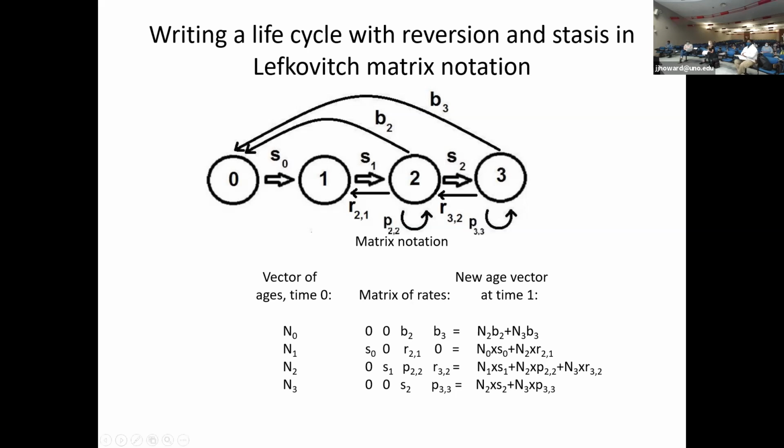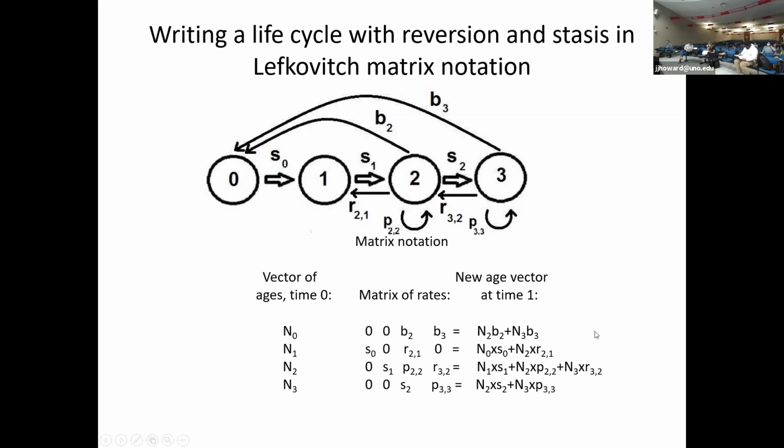Okay, but now here you can get stage 2 individuals in 3 ways. Stage 1 cannot become stage 2, so that's this times 0. But now stage 1 can survive, so N1 times S1. Stage 2 can stay stage 2, so it's N2 times this. And stage 3 can go back, so it's N3 times this. And here's how you figure out the number of stage 2 individuals.